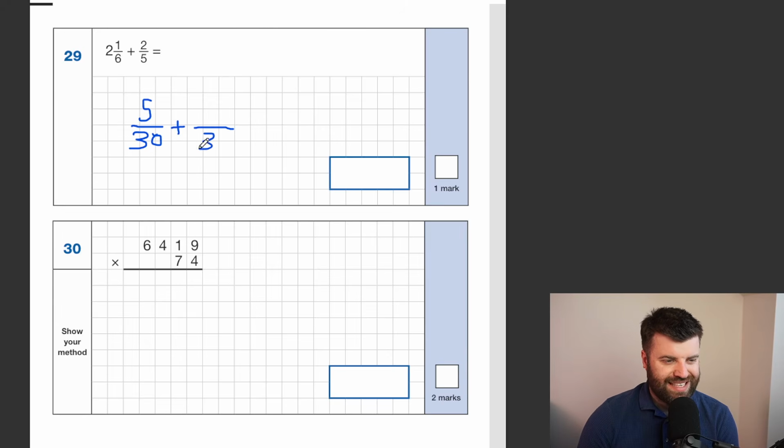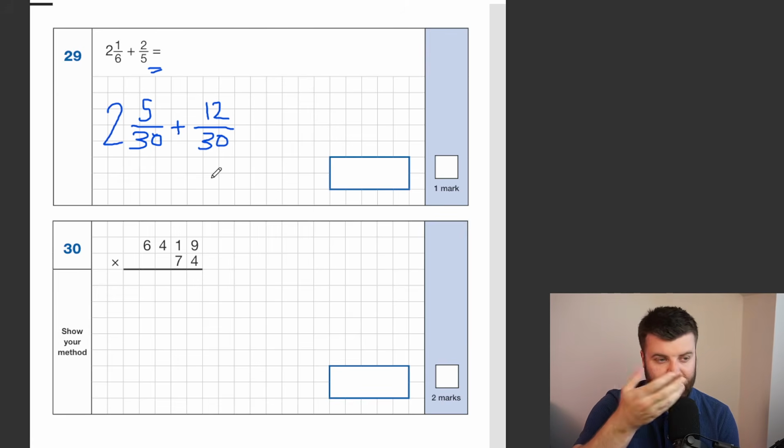Plus I need 30ths again, and to make fifths into 30ths, I multiply by 6. Do the same to the top, I get 12 30ths. Put my integer in, so I've got my mixed number now, and I've rewritten the question in a way which is much easier to work out. Because they're both 30ths, we can just add 5 and 12, which gets us 17. So the answer is 2 wholes and 17 30ths.